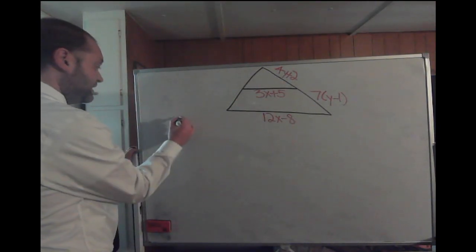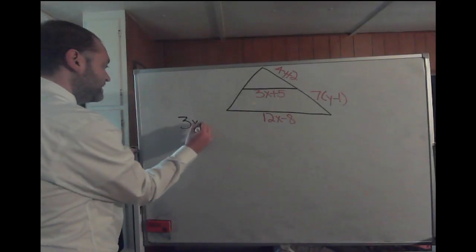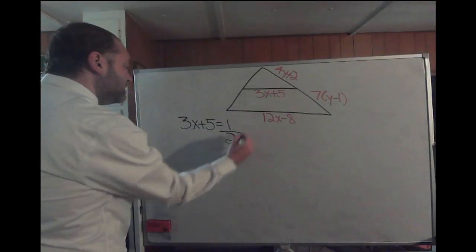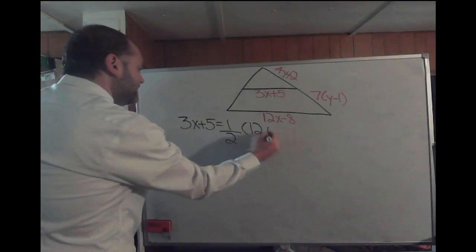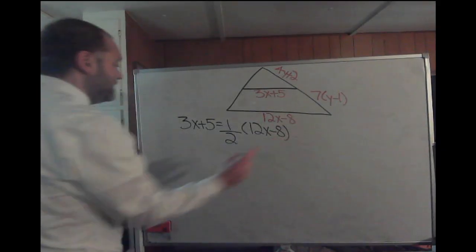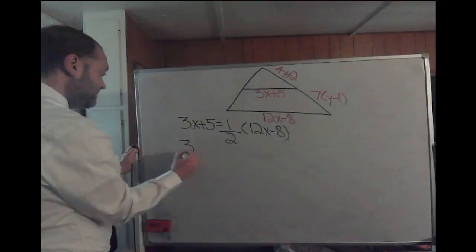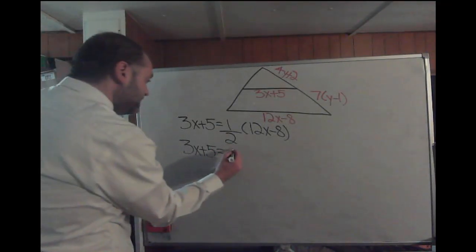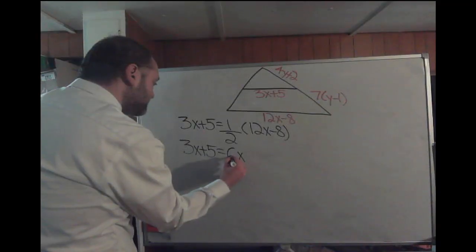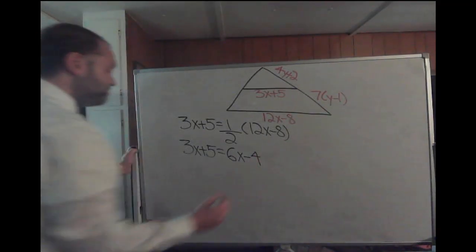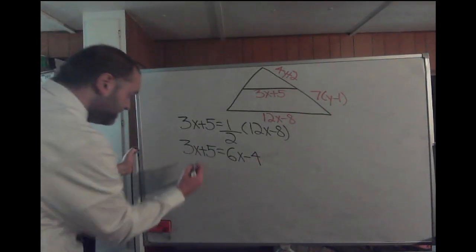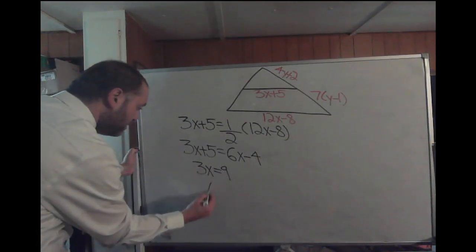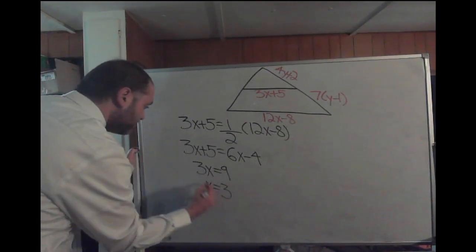So to solve for x, we're going to take the fact that 3x plus 5 would equal half of that 12x minus 8. Which then means that 3x plus 5, when we do the distributive property, is equal to 6x minus 4, which simplifies into 3x equals 9, which then means that x equals 3.